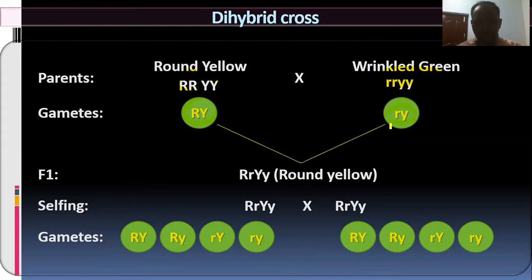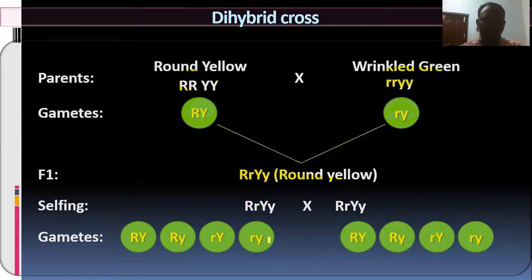We make the cross, a cross hybridization or cross pollination, so that it produces the F1 progeny. How does the F1 progeny look? It is heterozygous for both characters, capital R small r, capital Y small y. So the F1 progeny produces seeds which look round shape and yellow color. Then we perform selfing among these F1 hybrids, and the F1 hybrid produces four types of gametes.